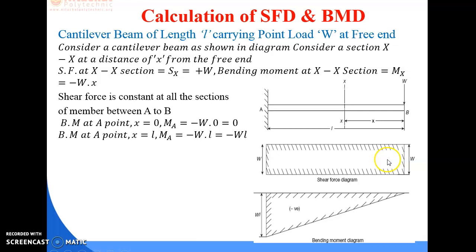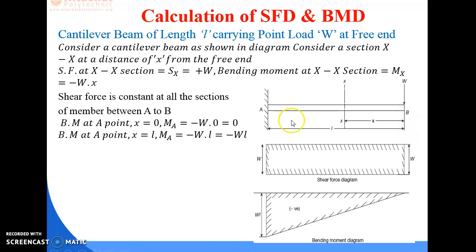Now go for calculation of the shear force at point B. We have seen that Sx is equal to plus W. If the section is coming to point B, the shear force will be W, the value of the shear force at point B. Now first of all draw a line, projection of point B, projection of point A. First of all there is a line. Then we draw a line vertically for the value of W, and it is in the positive direction, that is above the line.